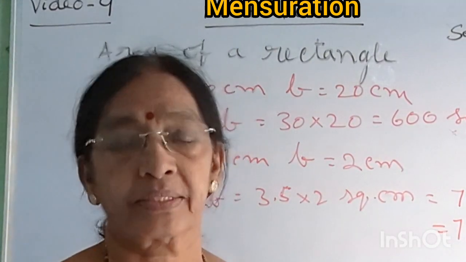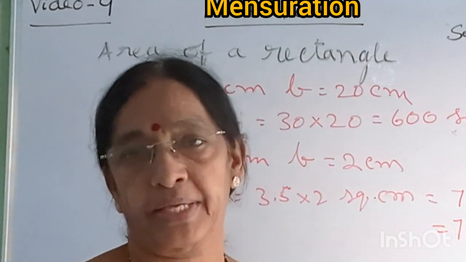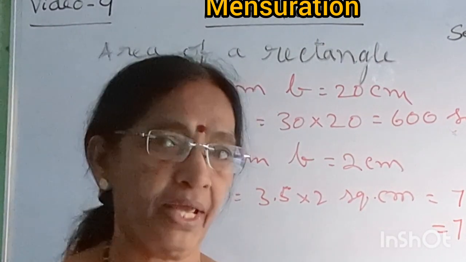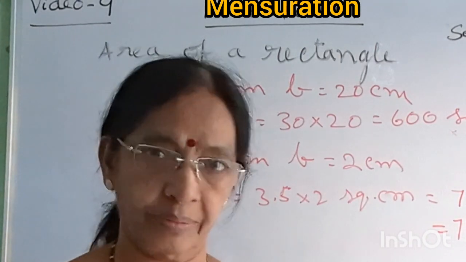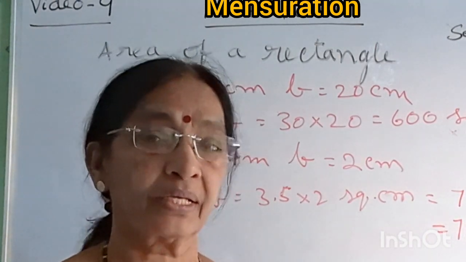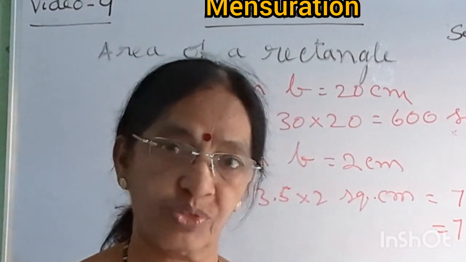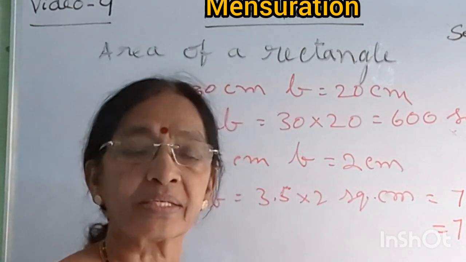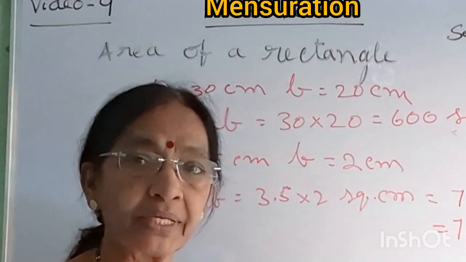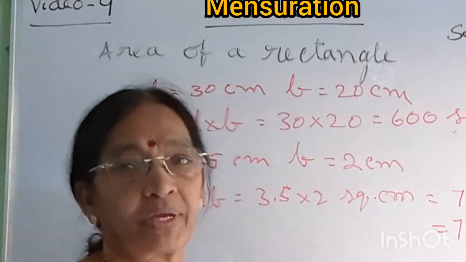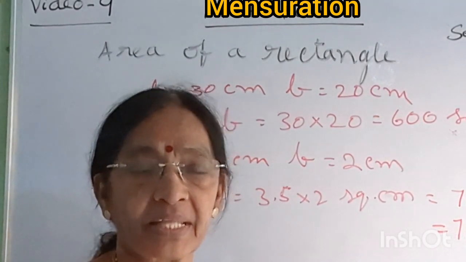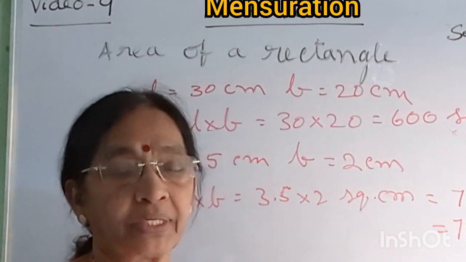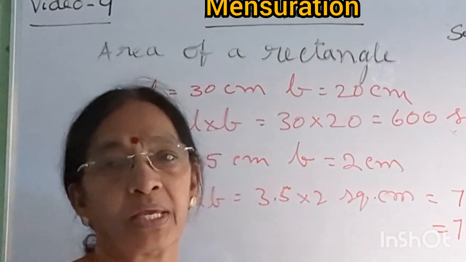But see that the length and breadth are in the same units, either centimeters, millimeters, meters, kilometers, whatever. They must be in the same units, L and B. Then the area will be in the square of that unit. Here L and B are in centimeters, therefore the area is in square centimeters. If both are in millimeters, the area is in square millimeters. If both are in meters, the area will be in square meters. If L and B are in kilometers, the area will be in square kilometers.